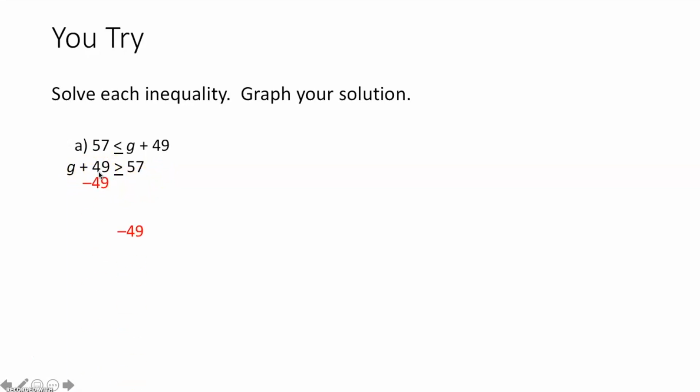You subtract 49 from both sides. These cancel out and you're left with g is greater than or equal to 8. Now what I can do is say that in words, which is going to help me graph it. G is greater than or equal to 8.